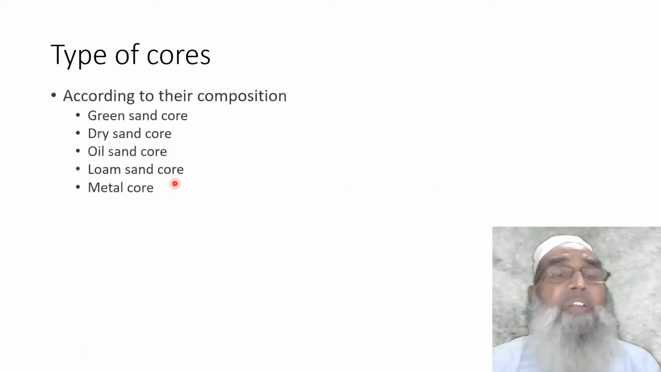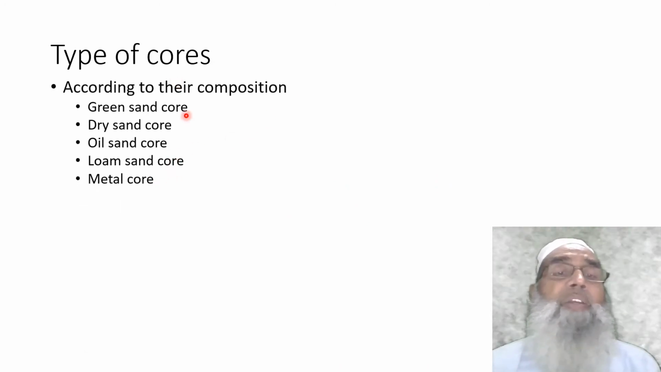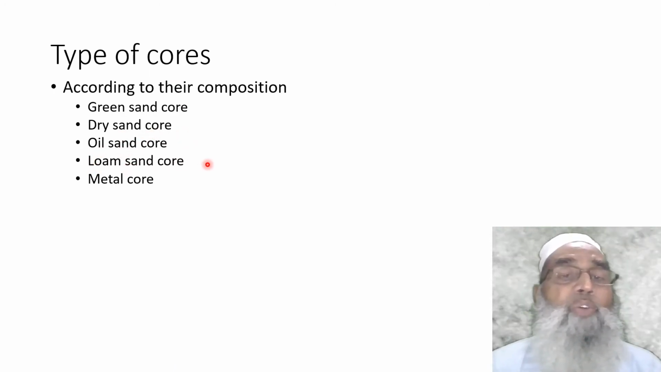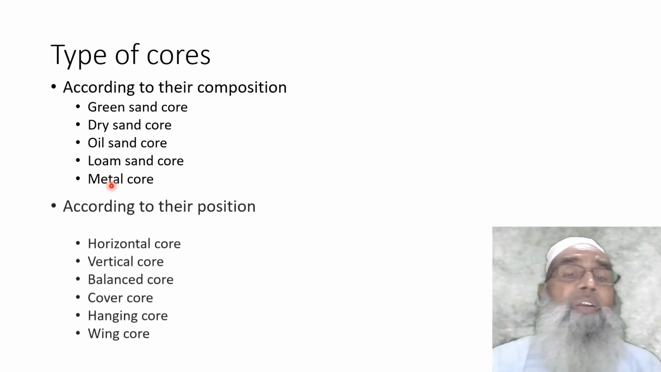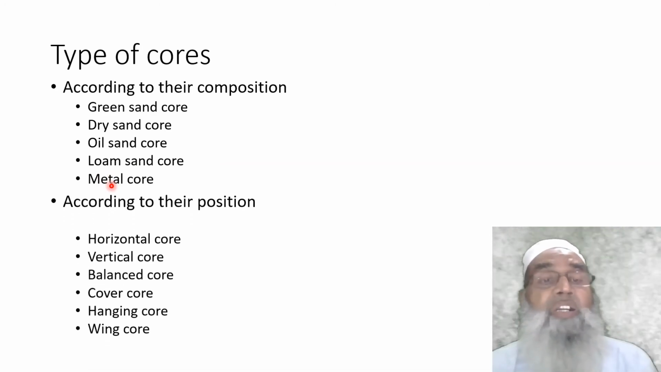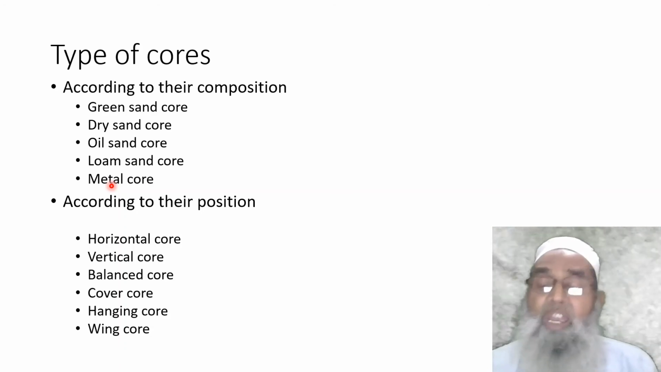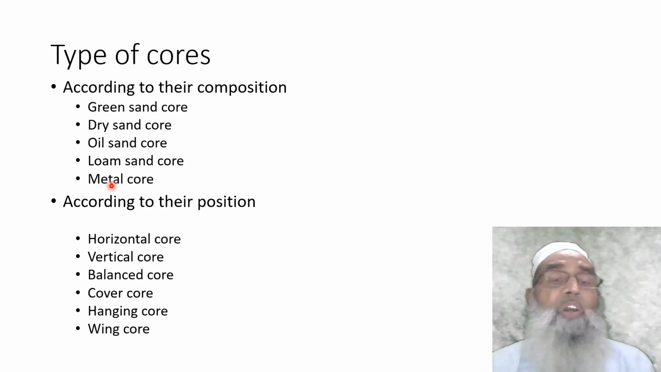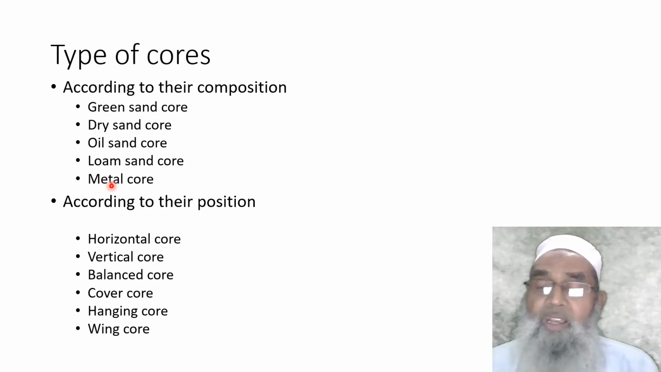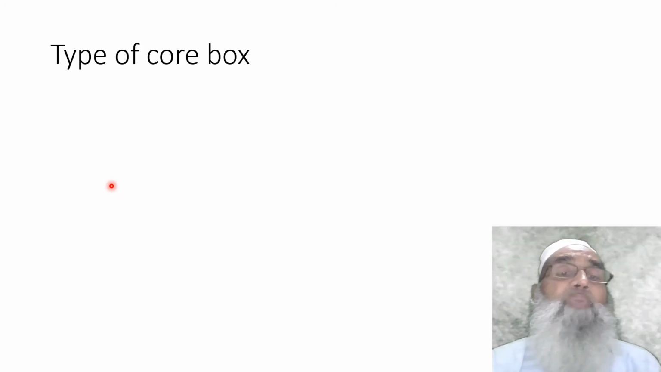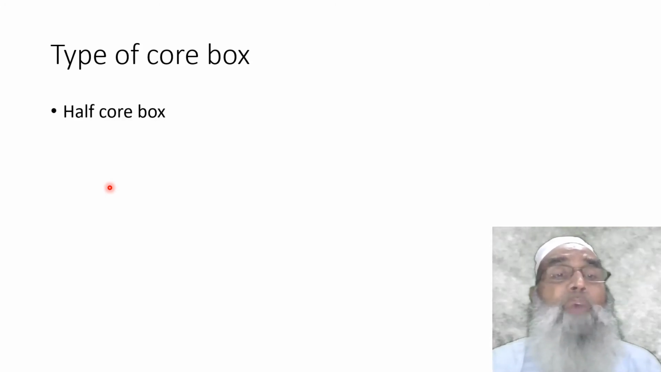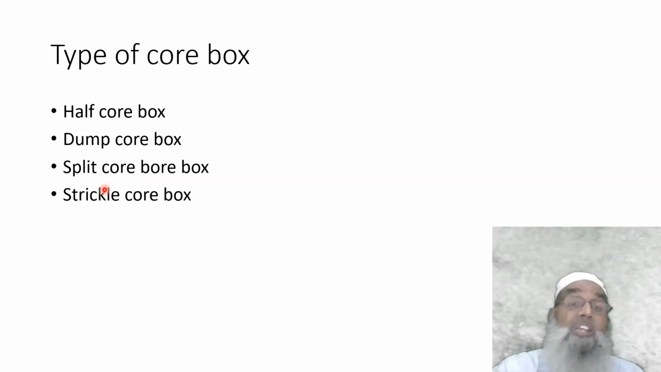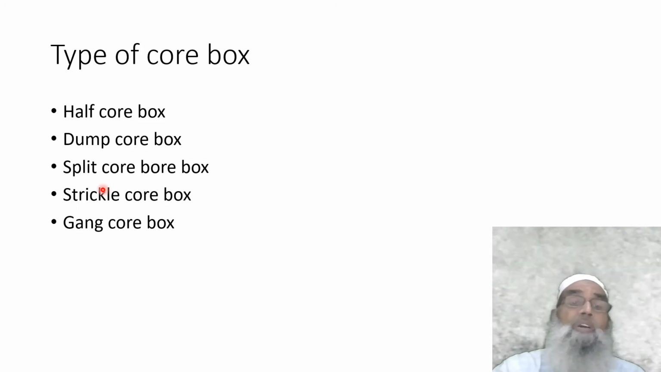Now, there are different types of cores. According to the composition, they can be green sand core, dry sand core, oil sand core, loam sand core, or metal core. According to the position in the cavity, they can be horizontal, vertical, balanced, or hanging core, or wing core, depending on our requirement. Depending upon this, we also have different types of core boxes: half core box, dump core box, split core box, gang core box, or strickle core box.